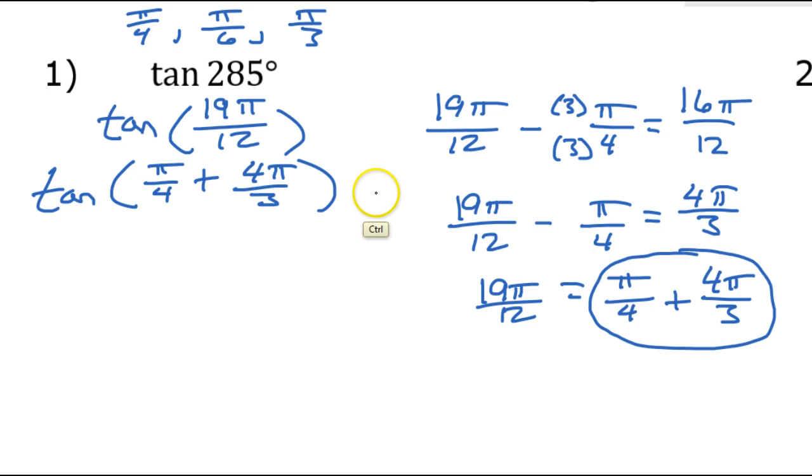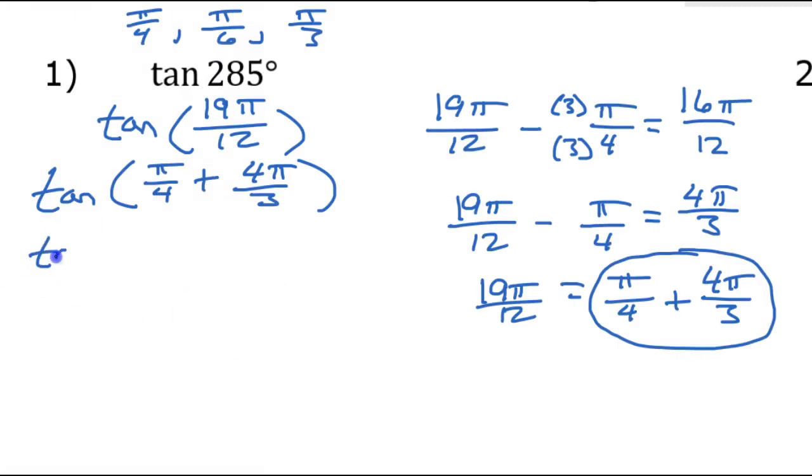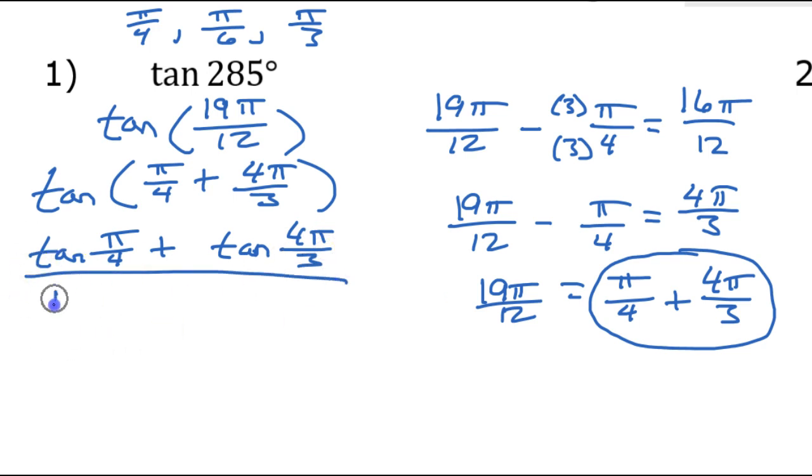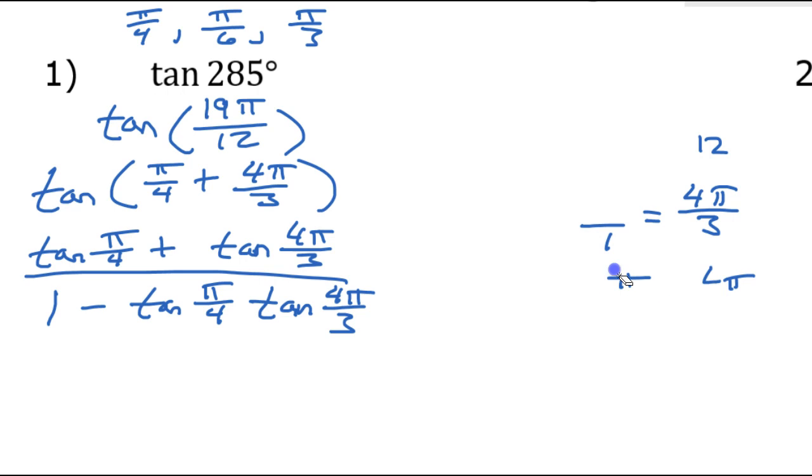Okay, so now I am going to do the tangent formula. And the tangent formula goes, well, let me just show it to you. It goes tangent plus tangent over 1 minus tangent tangent. So this is going to be tangent of pi over 4 plus tangent of 4 pi over 3, over 1 minus tangent pi over 4 tangent 4 pi over 3. Okay, this mess is going to be in the way, so I'm just going to go ahead and erase that.